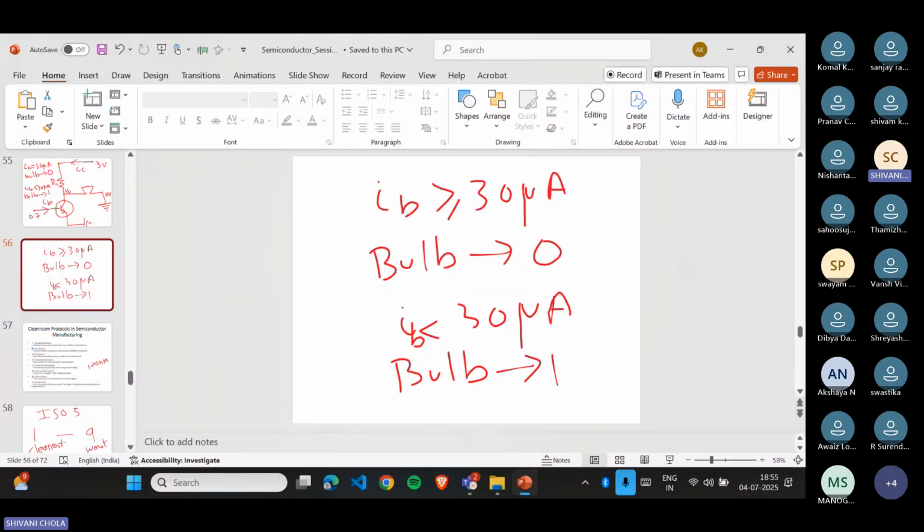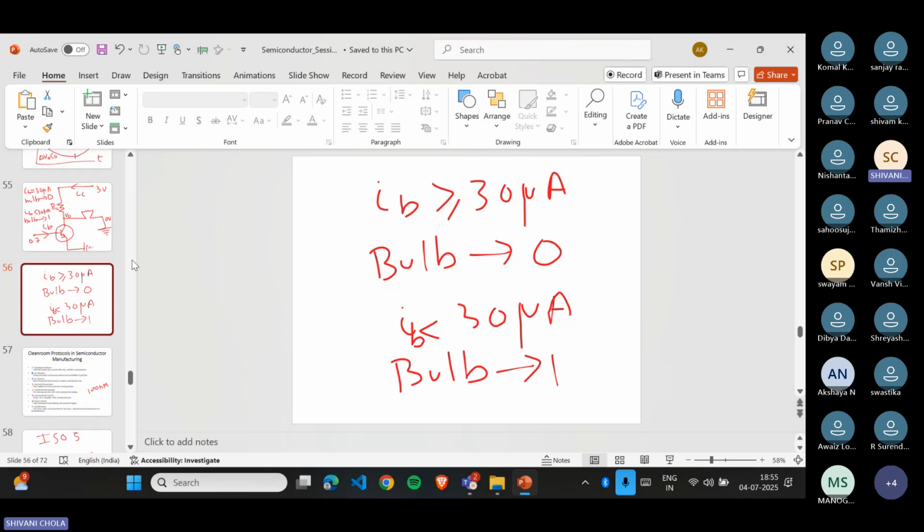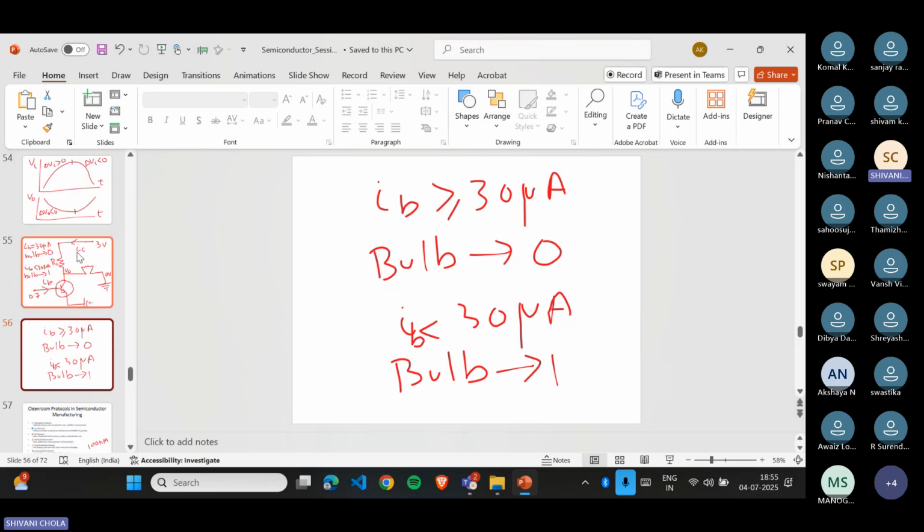And this 30 microampere is very small. You can manipulate this value. It's very easy to manipulate this value. You don't need any moving part over here. You just need to control the current through the base, and you can turn it on or off according to your need. So this is the working of a transistor as a switch. Any doubt in the amplifier part and in the switch part?